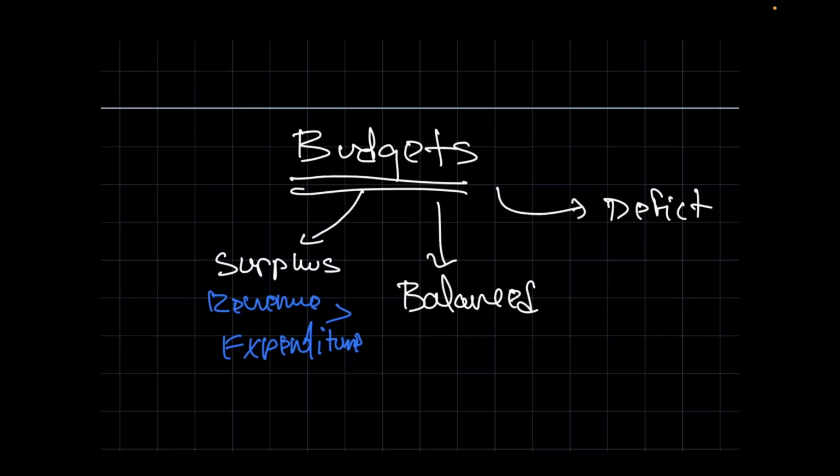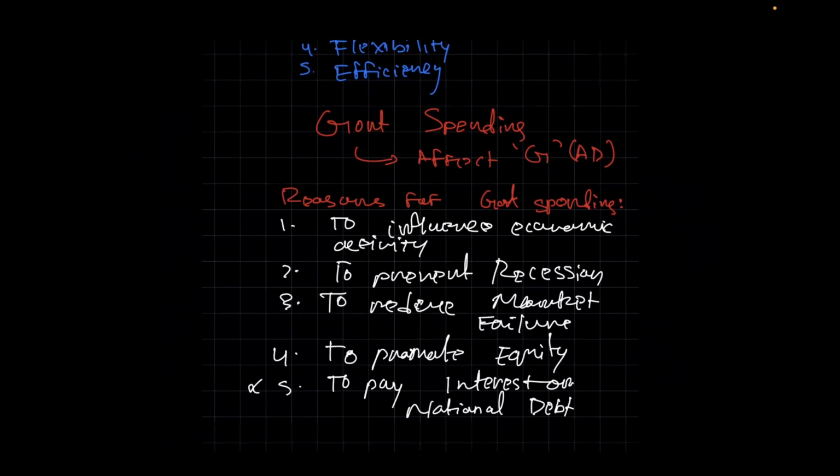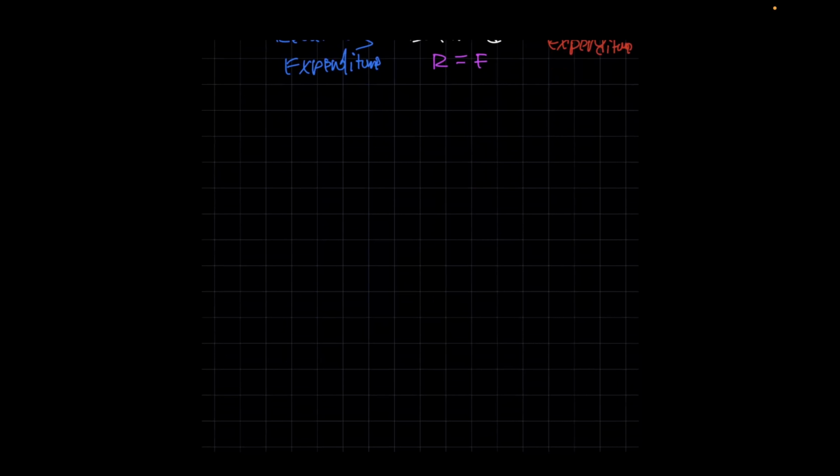In terms of deficit, it is the exact opposite. It's when you spend more than you even make. You use debts, etc., in order to spend. And lastly, balanced budget is when revenue equals your expenditure. So we've looked at government spending as well. We've looked at taxation. Now finally, you can essentially break down fiscal policy into two types.